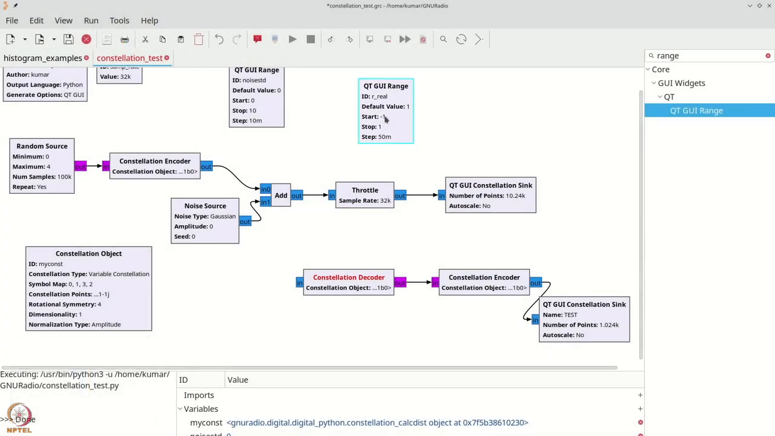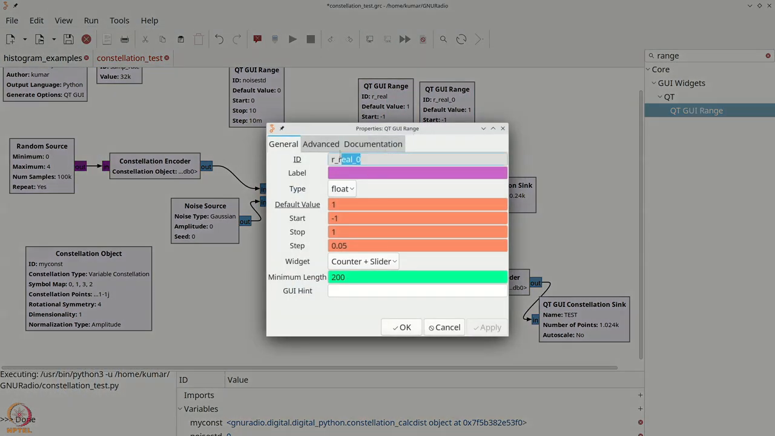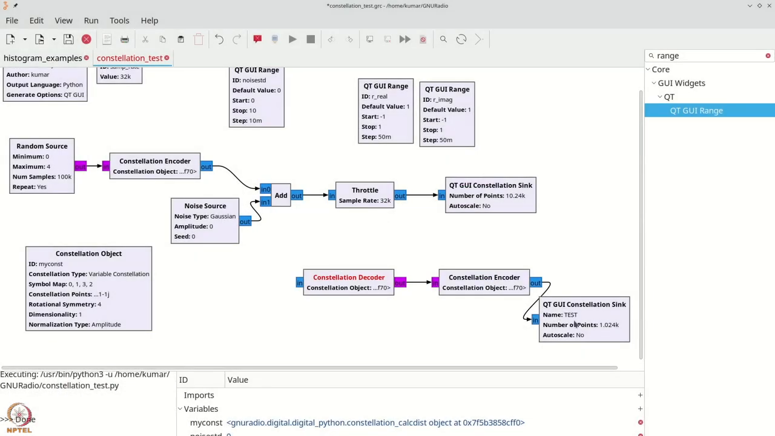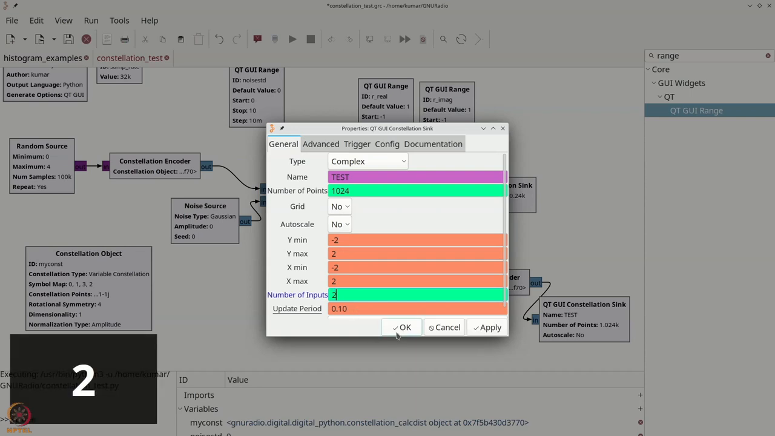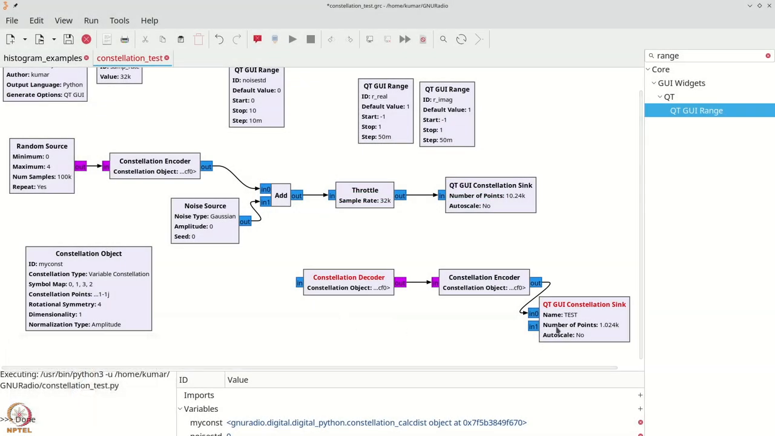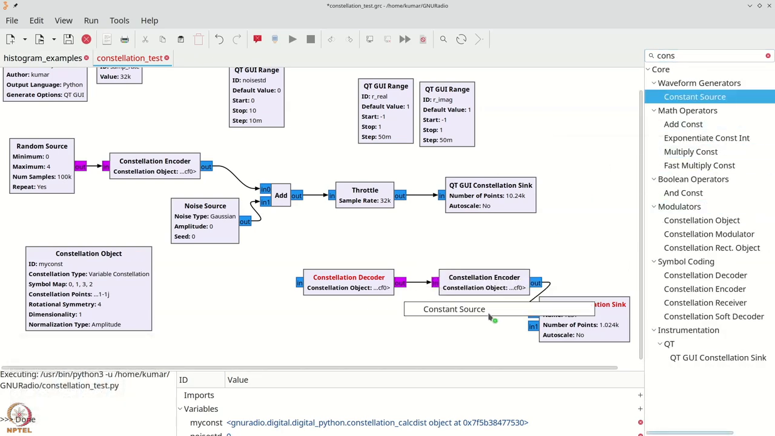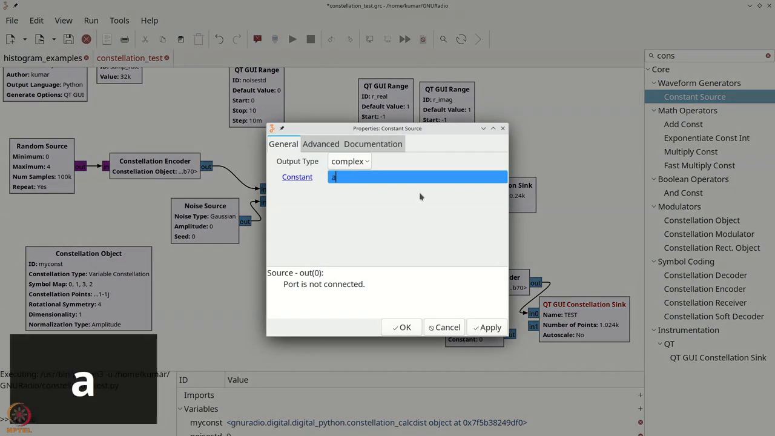Now I'm going to copy this, Control C, and paste this, Control V, and call this R underscore imag for the imaginary part, and then I'm going to view that as well over here. So I'm going to double click this, and I'm going to just add two inputs, and I'm going to add a constant source. So Control F or Command F. I'll grab a constant source, and for this constant source, I'm going to make the constant value R underscore real plus 1j times R underscore imag.